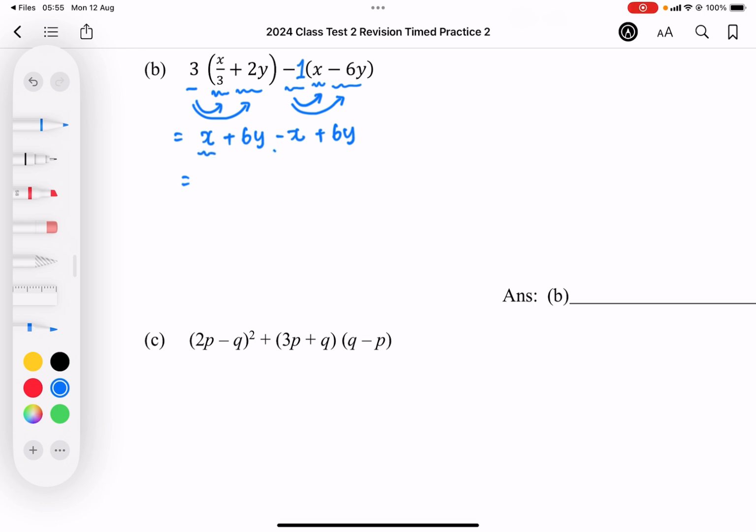And now, simplify by identifying the like terms. We are left with 12y.